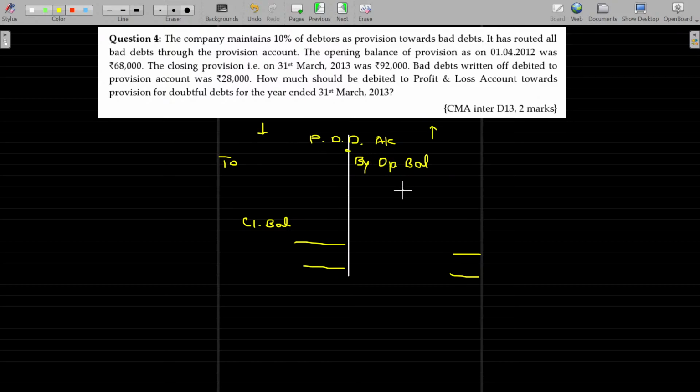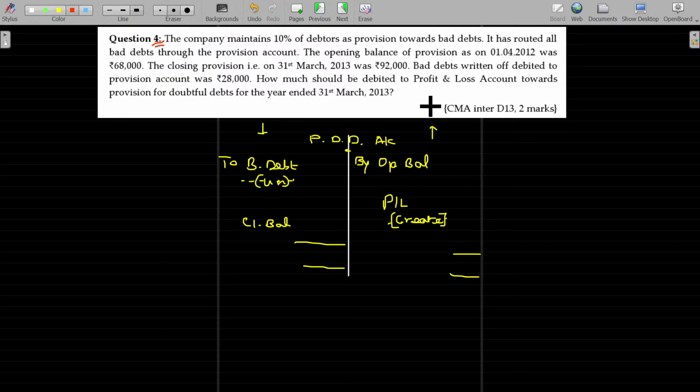When the provision increases, when you create it by charging the P&L account, it will be increasing. When the PDD is going to be decreasing, when you are using it for adjusting the bad debt, at that time it may be decreasing. Usage. Very simple. You keep this in your mind, no need to mention that here.